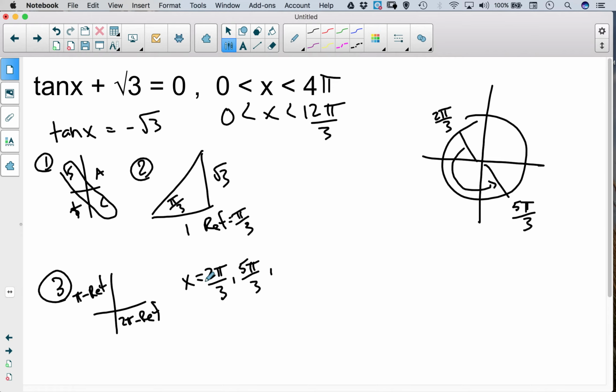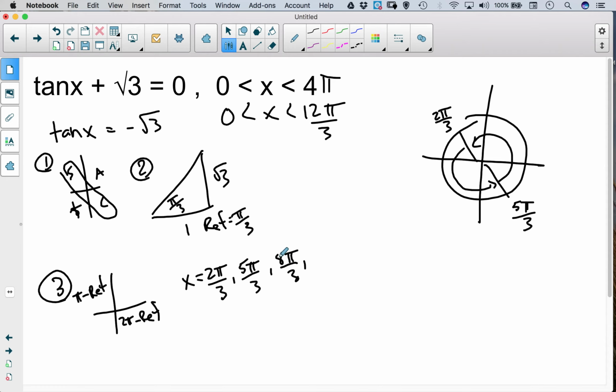Now, if I wanted to add pi to this value here, that would be adding 3 pi over 3, and that would give me 5 pi over 3. So these are exactly 1 unit of pi away from each other. I'll add 1 unit of pi to 5 pi over 3 here to include me going all the way around here again, going past my 2 pi. And that'll make it so I have a value of 8 pi over 3.